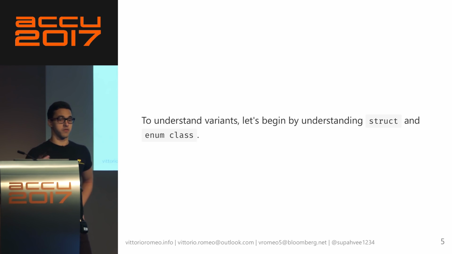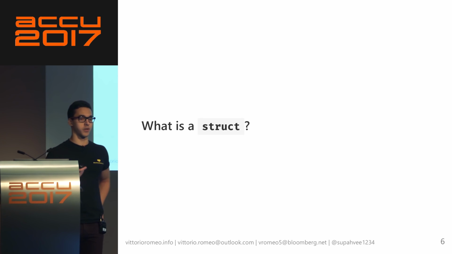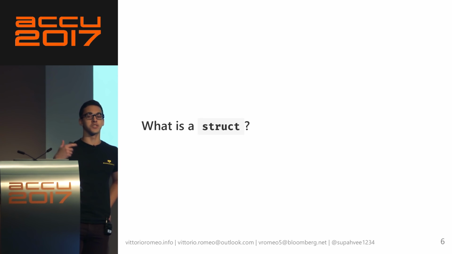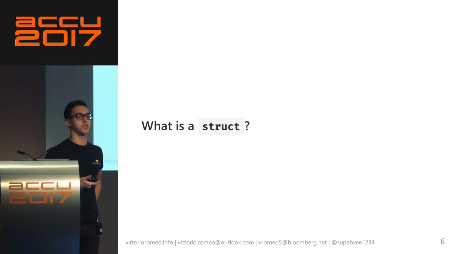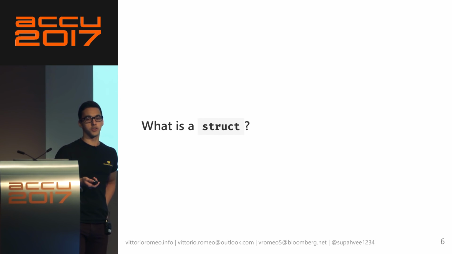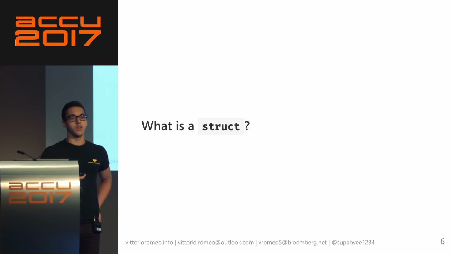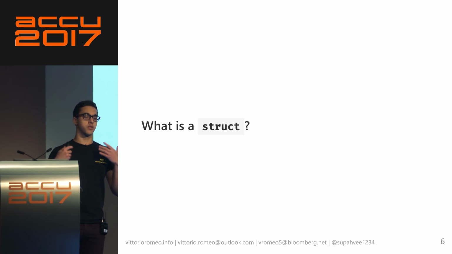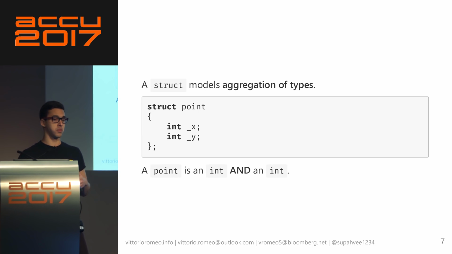So since it's very early in the morning and we all want to wake up, I'm going to ask you, what is a struct? Who can give me a definition of a struct? Yeah, product type is a really good definition. If you want to put it in layman's terms, you can say that a struct is simply something that models aggregation of types. So in this case, we have this point struct, very simple, and it has two integers. So we can say that a point is an int and an int.